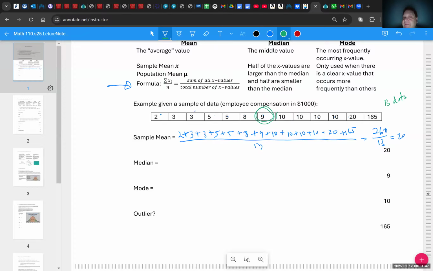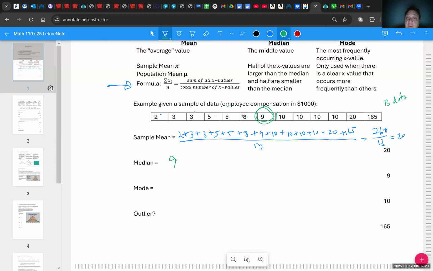So the seventh one, why did I find the seventh one? Because that means 6 are lower. 1, 2, 3, 4, 5, 6. There's 6 values that are lower than the 9, than that X value I chose to be the median. And of course, there's also 6 values, 1, 2, 3, 4, 5, 6, that are higher than that 9. So 9 is the number that splits the data in half. Half are lower and half are higher. So we say the median is 9. That would be the measure of center median.